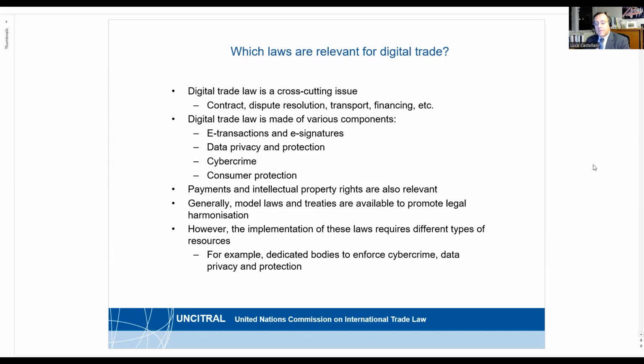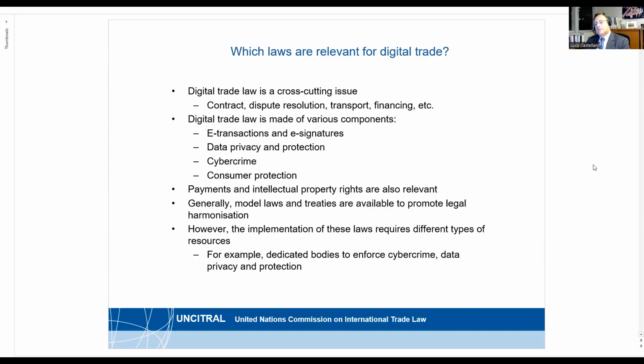We can identify four main ones: the law of e-transactions and e-signatures, which is the focus of our discussion today. Data privacy and protection, of course, also very important. Cybercrime, consumer protection. And to the side of these, and equally important, we find payments law and intellectual property rights. Both of them extremely relevant for digital trade. Payments themselves are mostly in electronic form, and intellectual property rights increasingly cover issues that arise from online exchanges.